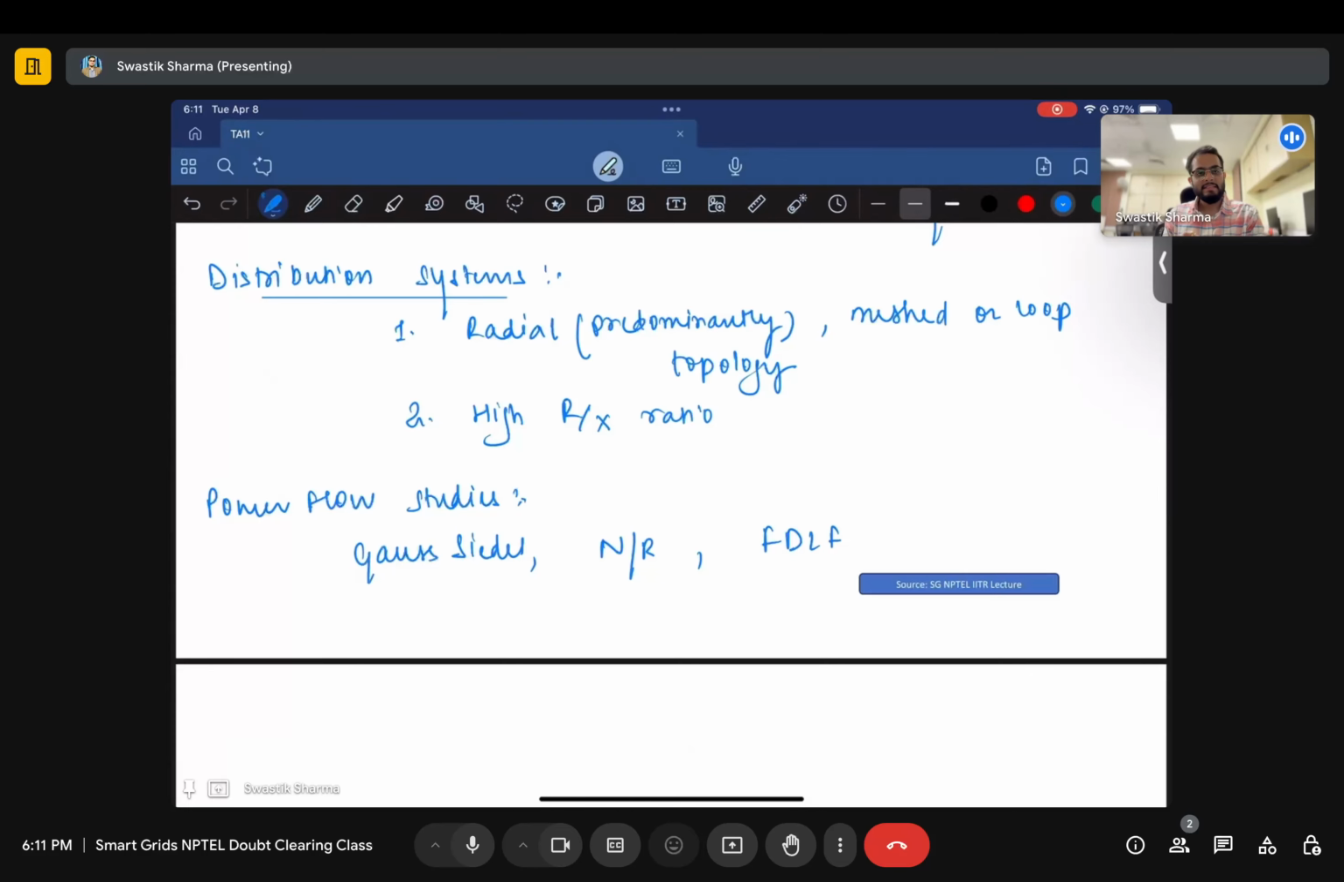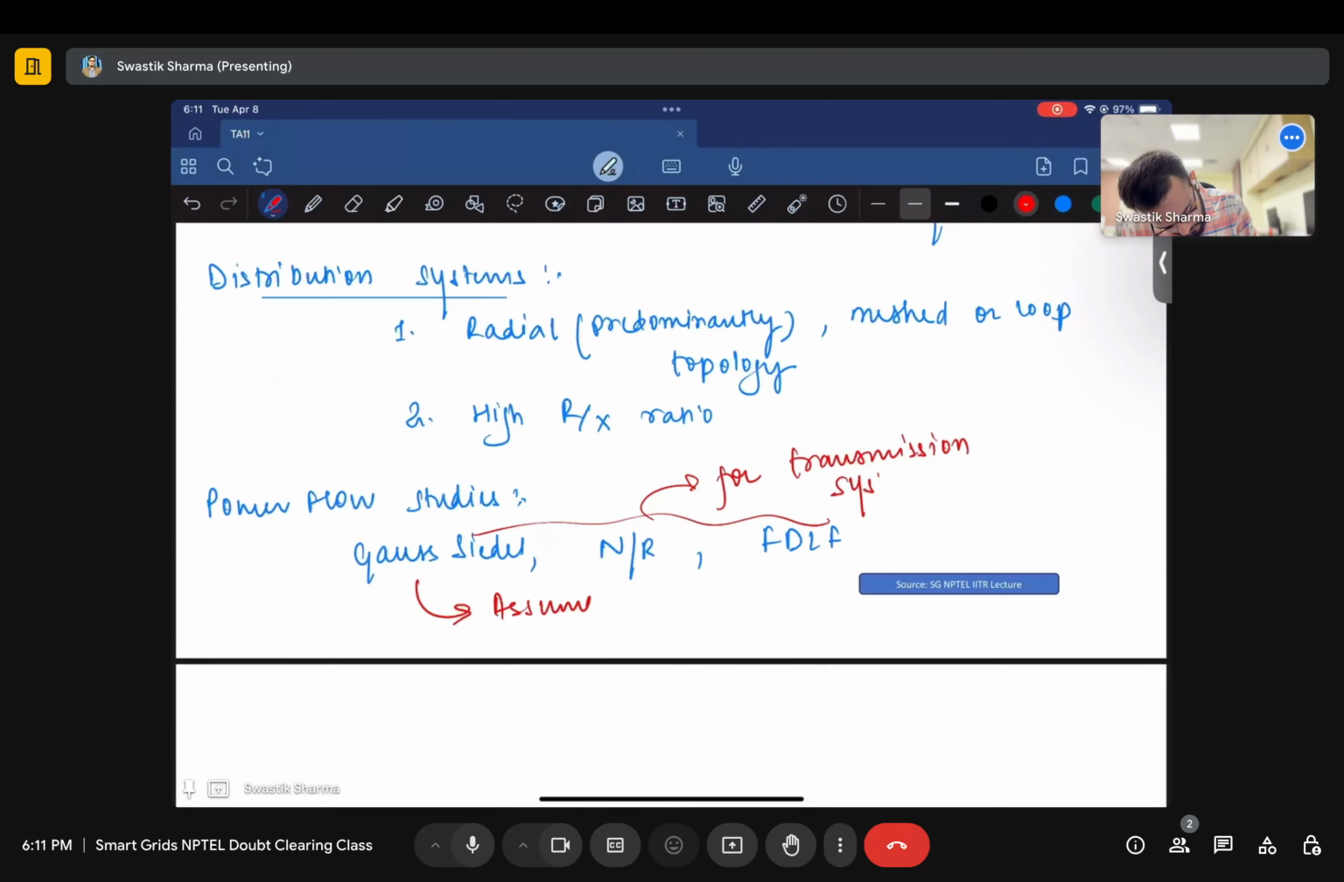Why is that? Because these studies are predominantly made for transmission systems, which assume that the system has inherently reactances in it, right? So the R by X they consider is very low. So these are for the transmission system, assuming R by X is low. If R by X is low, what does that mean? That means that these studies are able to perform well. And why does that happen?